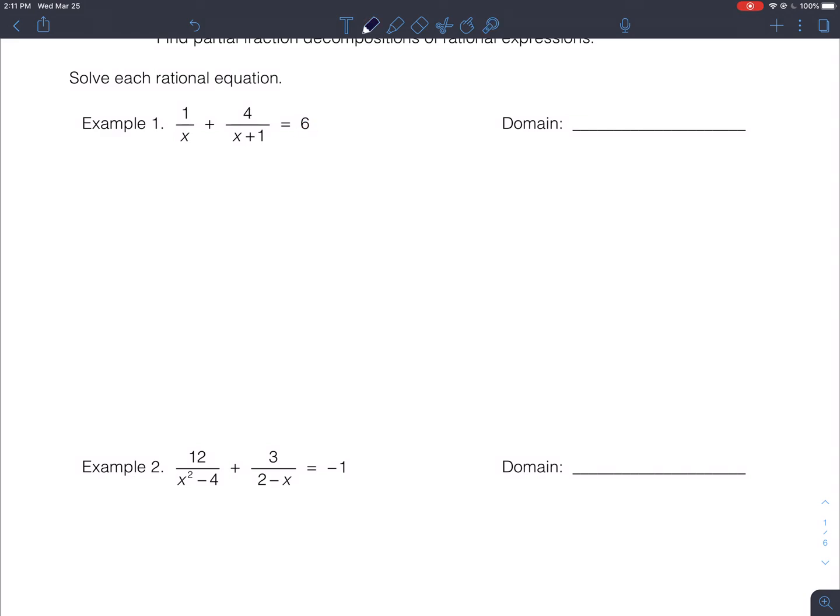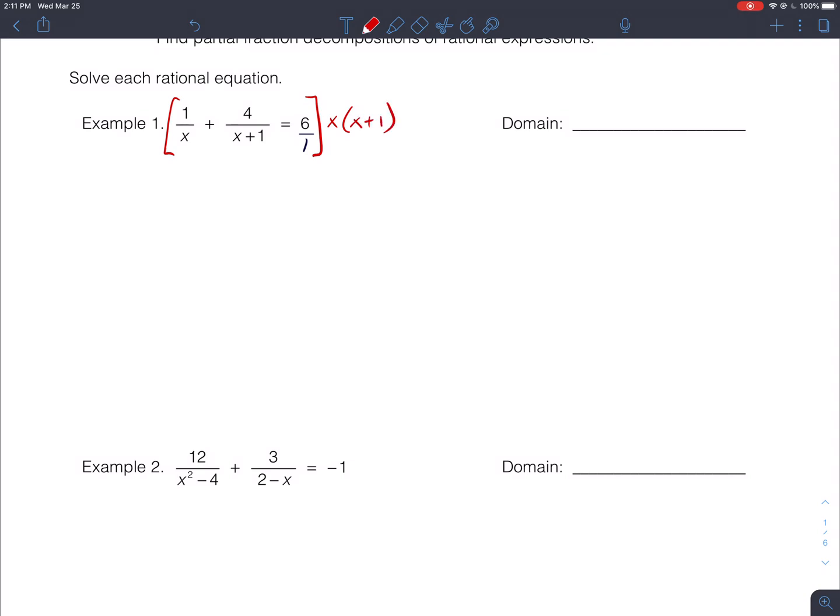Most students will look at that and go, okay, well, you're adding two fractions, you've got to first combine the two fractions into one, and then maybe multiply by the denominator and so on. I'm going to say the easiest strategy is to take the entire equation and multiply by the common denominator of each fraction. Notice that this 6 is technically 6 over 1, so it is still a rational value. The common denominator here is the product of all three denominators, x, x plus 1, and of course 1. And so that product is x times x plus 1.